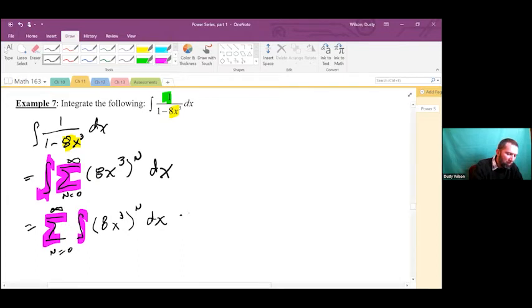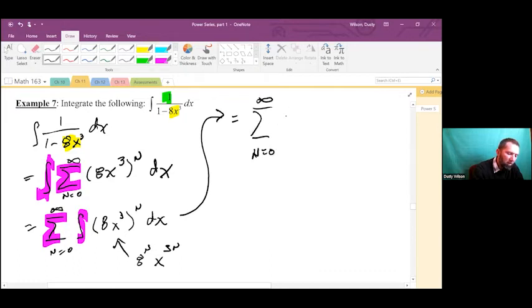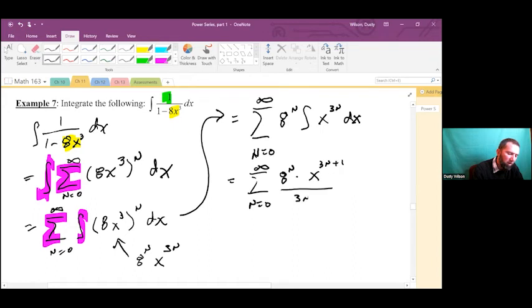So notice that 8 times x cubed all raised to the n would be 8 to the n times x to the 3n. And 8 to the n is a constant, so this would be equal to the sum from n equals 0 to infinity of 8 to the n times the integral of x to the 3n dx, which will be the sum from n equals 0 to infinity of 8 to the n times x to the 3n plus 1 divided by 3n plus 1. And all of this is going to be a plus c.